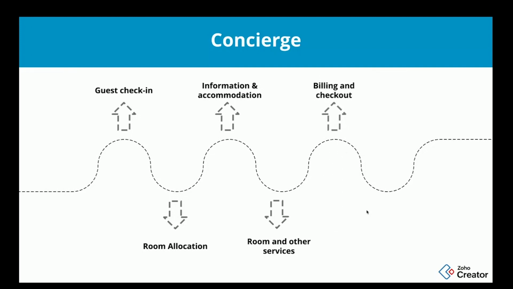And at last, billing and checkout. After the guests stay with our hotel, we will calculate all the bills, like the food they ordered and cab booking orders. Whatever bill is added to the guest's name will be processed and paid by the guests before they check out. After they check out, we can always get feedback and reviews about the service provided in the hotel. This is the general process involved in this concierge part.